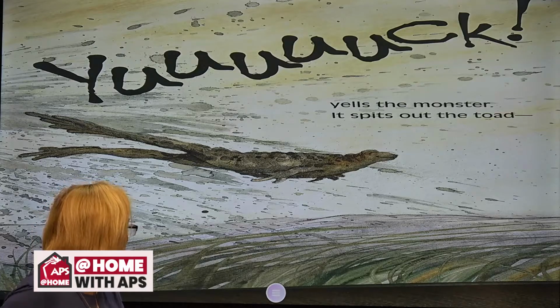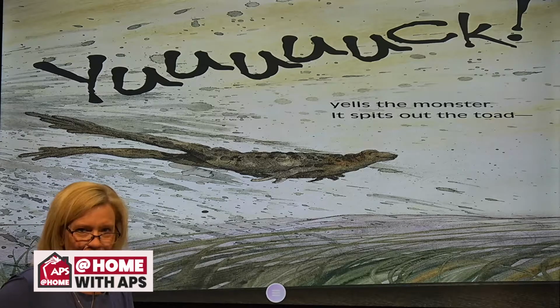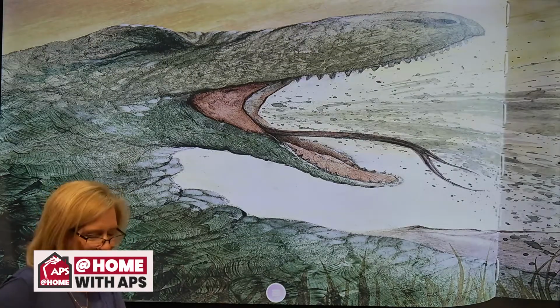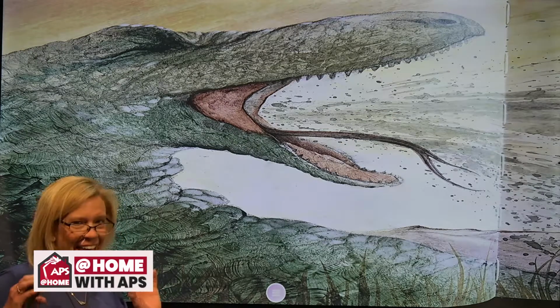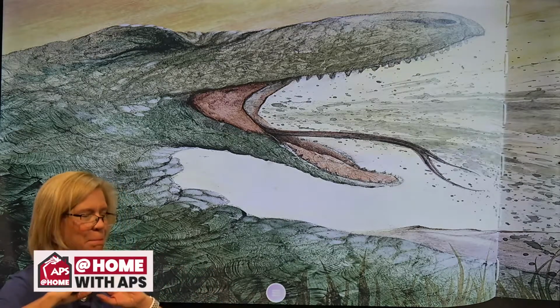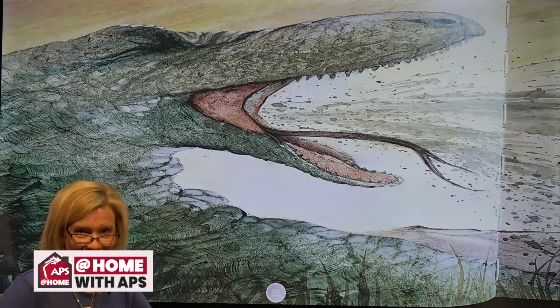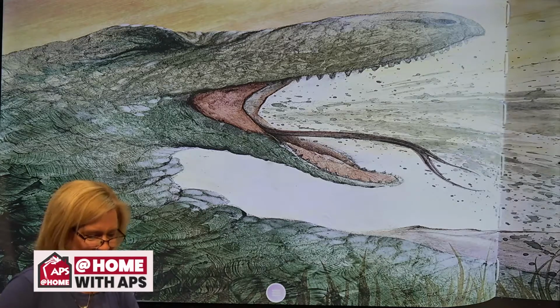Look at this picture. You can see with your senses the toad's feeling happy. But I want to go back to that picture of the monster. Look at his face. And look at everything coming out of his mouth with the toad. He's like, blah. It's great. Does that help your senses? Can you almost hear it and see it? Almost feel it? Eesh.